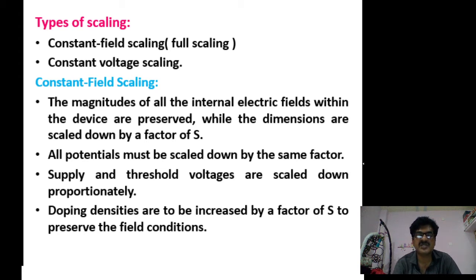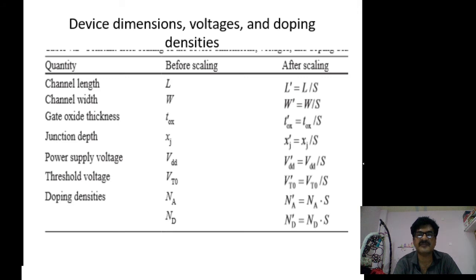Constant field scaling, also known as full scaling. In constant field scaling, the name itself represents maintaining a constant field for the operation of the MOS transistor. The operation of the MOS transistor depends on the fields existing in the structure, so that field should be constant before scaling and after scaling. Let us see how the different parameters are scaled in this constant field scaling.